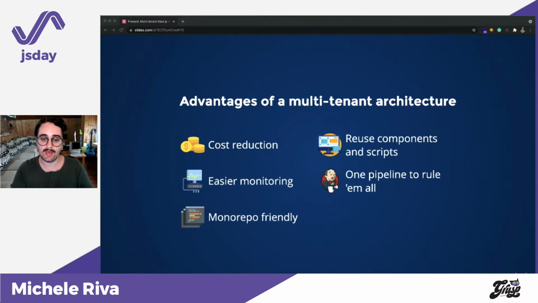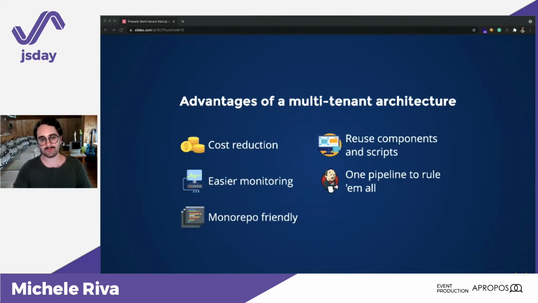And also, we can have one pipeline to rule them all, meaning that if we have a bug on a button component, for example, once we fix that bug and we release a new release for a single website, we will actually be updating potentially many other websites with just one pipeline, which is pretty cool if you have a critical bug in production.